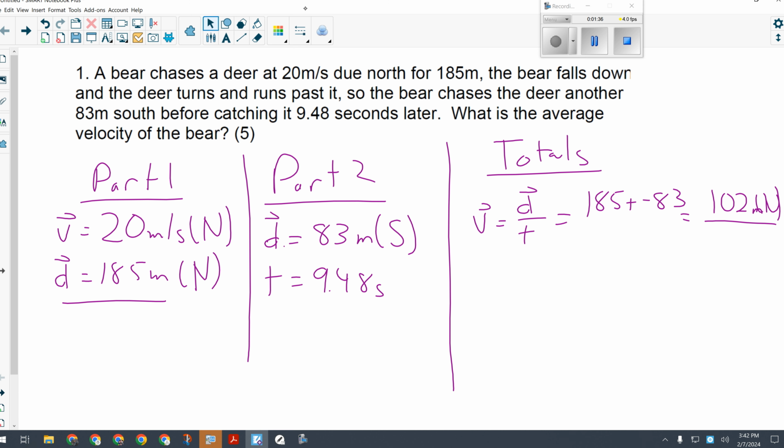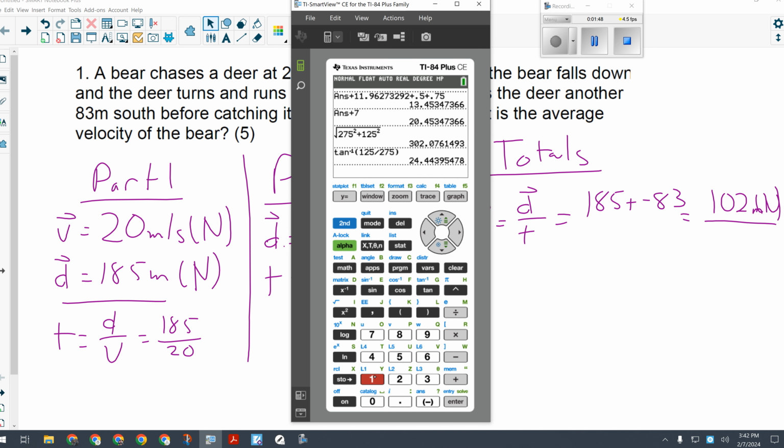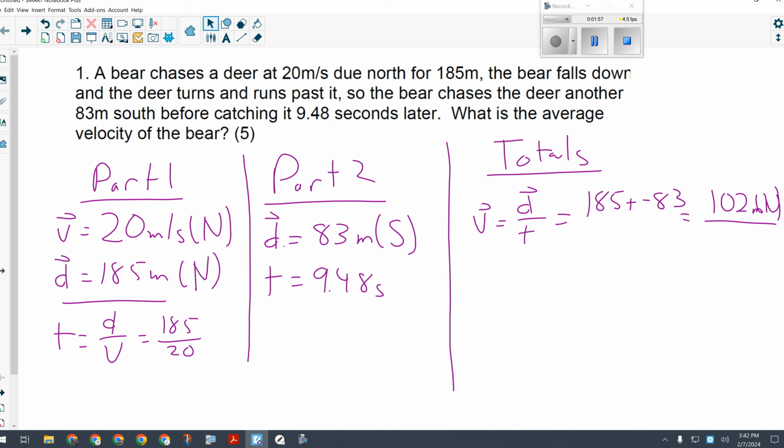I don't have my total time because I don't have the time for part 1, but that's easy to get. It's d over v, 185 over 20. So 185 divided by 20 gives me 9.25 seconds. Okay, so I've got 9.25 seconds and 9.48 seconds.